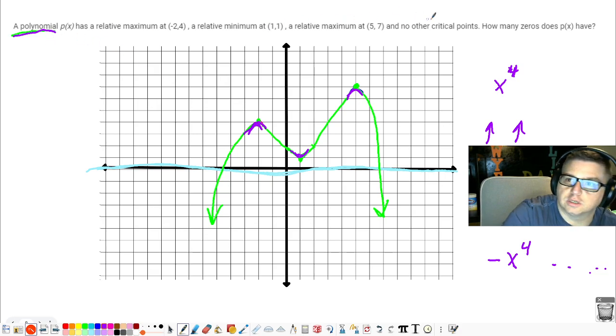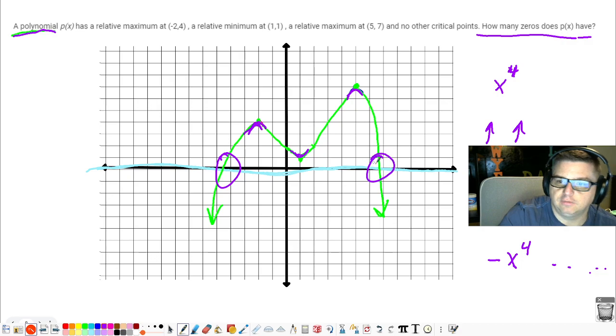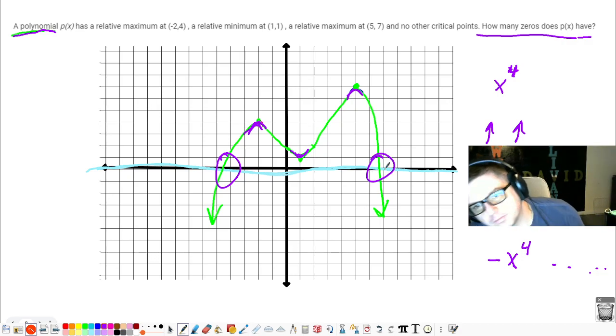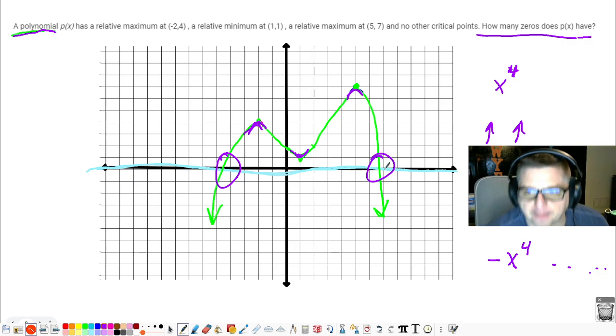But we don't really care what it looks like. The question is, how many zeros does it have? And how many does it have? 2. And that's it. Tricky, I know.